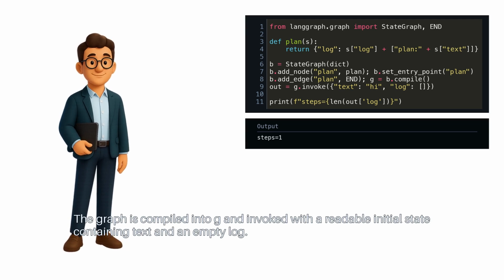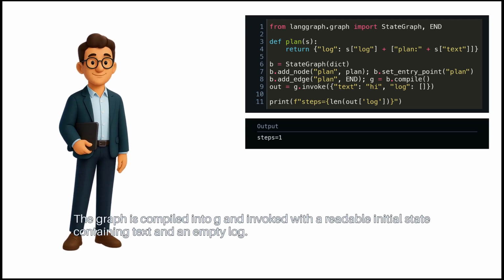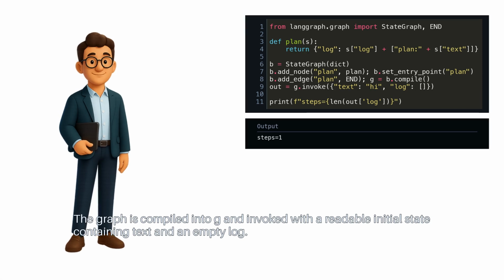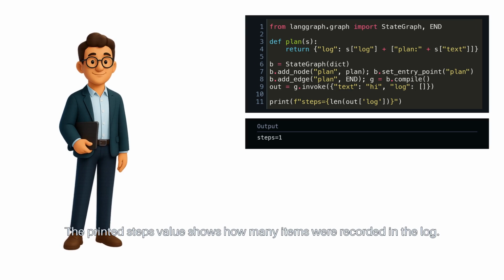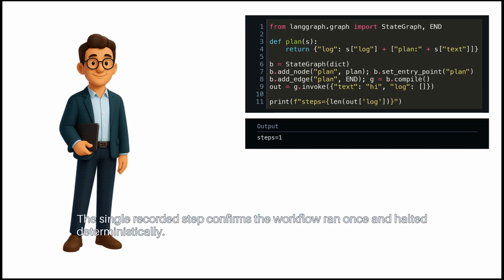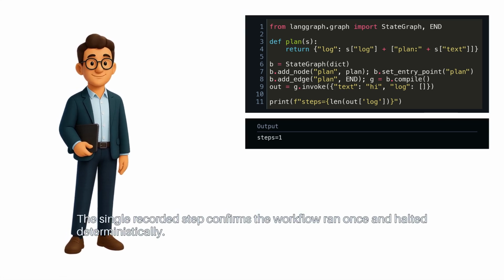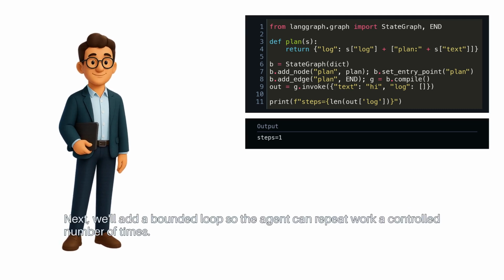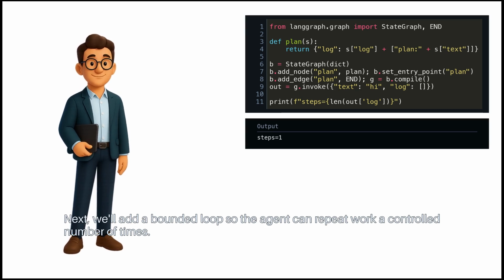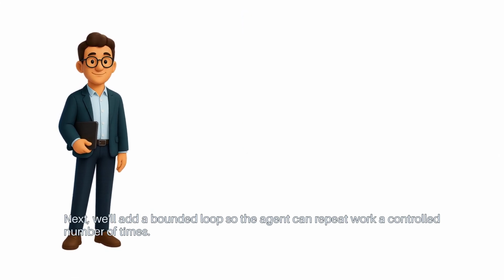The graph is compiled into G and invoked with a readable initial state containing text and an empty log. The printed steps value shows how many items were recorded in the log. The single recorded step confirms the workflow ran once and halted deterministically. Next, we'll add a bounded loop so the agent can repeat work a controlled number of times.